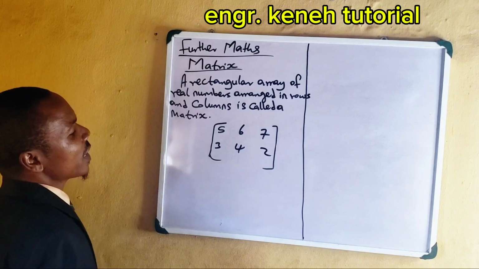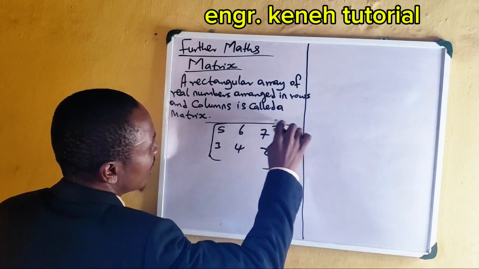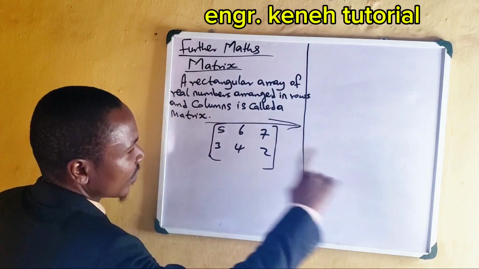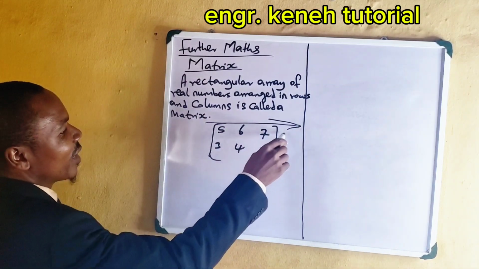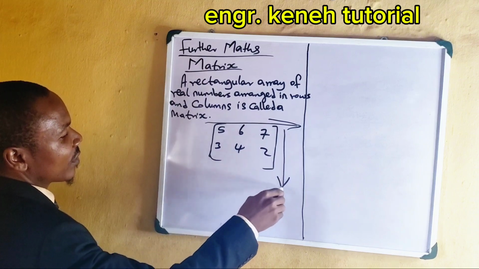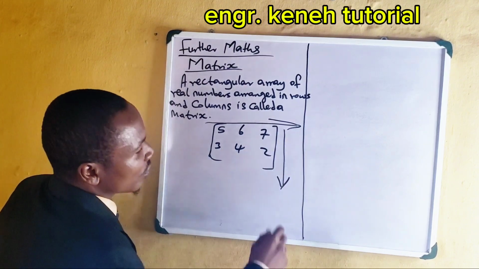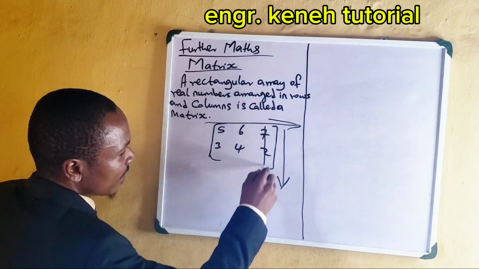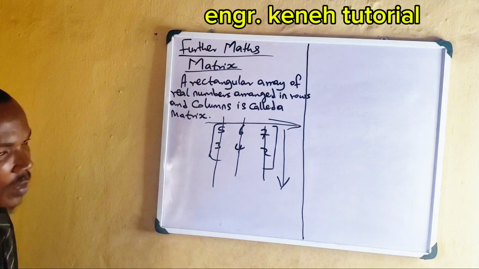All right, so what do we now call row? Row is when you move horizontally like this. When you move like this, horizontal line, you have row. When you move vertically, whether you're going up or down, vertical line like this, that will give us what? Column. This one is column. So this is a column, this is another column, and this is another column.